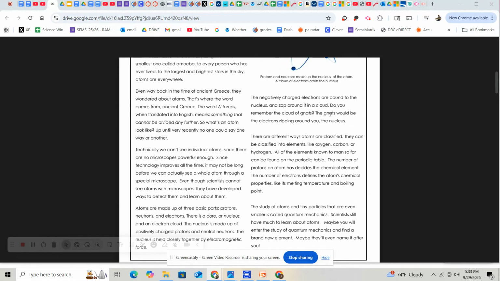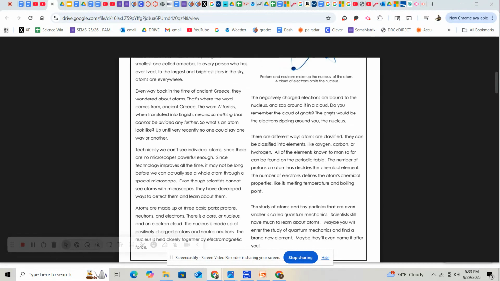So what does an atom look like? Up until very recently, no one could say one way or another. Technically, we can't see individual atoms since there are no microscopes powerful enough. Since technology improves all the time, it may not be long before we can actually see a whole atom through a special microscope. Even though scientists cannot see atoms with microscopes, they have developed ways to detect them and learn about them.